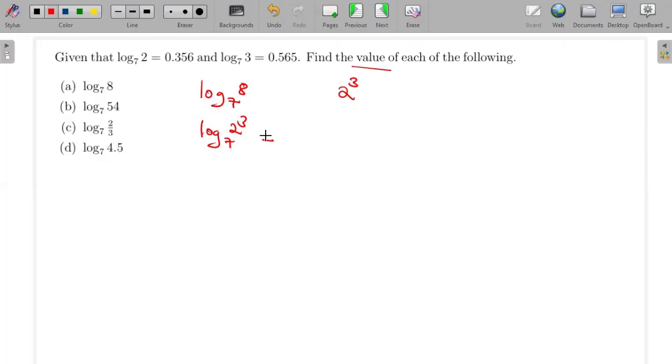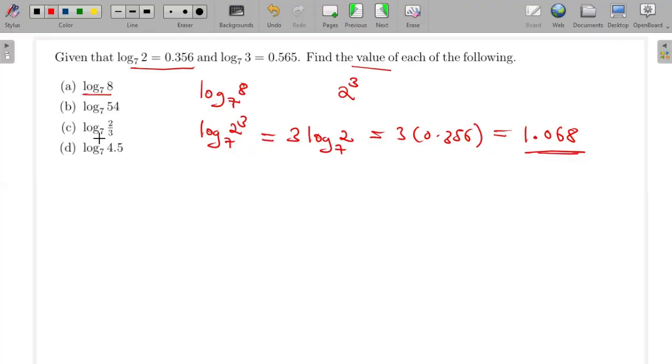And then by the laws of logarithms, I can drop this 3 here, and then it becomes 3 log base 7 of 2, like that. Okay, and then I already know what my log base 7 of 2 is. It has been given there, which is just 0.356. And then when I multiply the 3 by 0.356, I just get this to be equal to 1.068. So this here is the value for the first one.